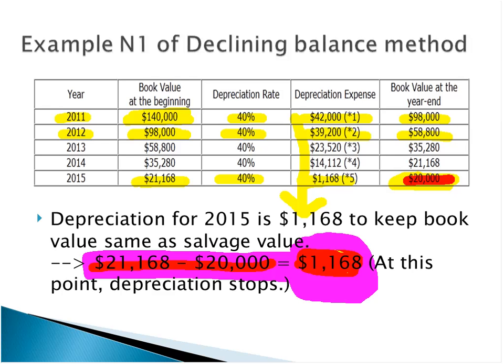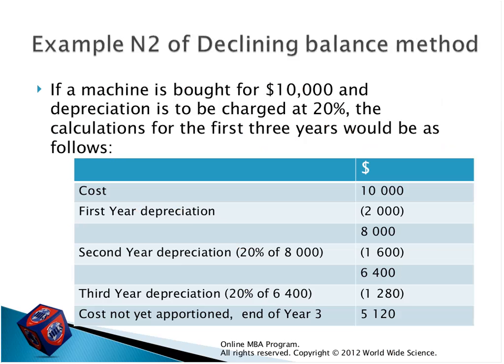We have another assignment based on depreciation. Based on the declining balance method, here is another assignment for you, which is simpler than the previous one. Let me show you. If a machine is bought for 10,000 USD and the depreciation is to be charged at 20%, the calculation for the first 2 years would be as follows. So the original cost is 10,000, right? The first year of depreciation would be 2,000. We have 10,000 multiplied by 20%, and we get 2,000, right?